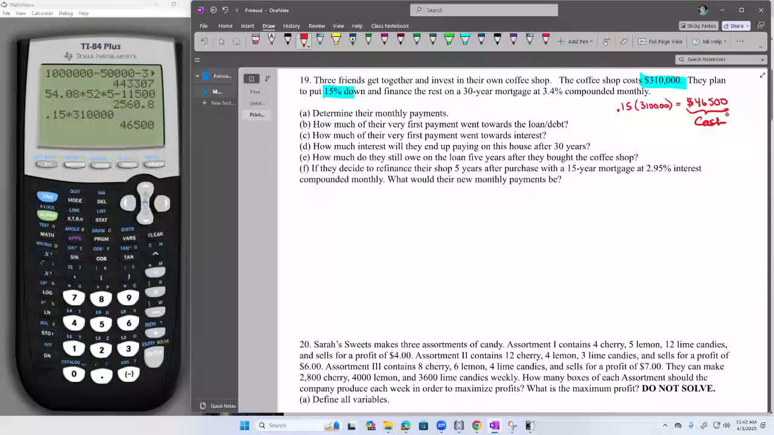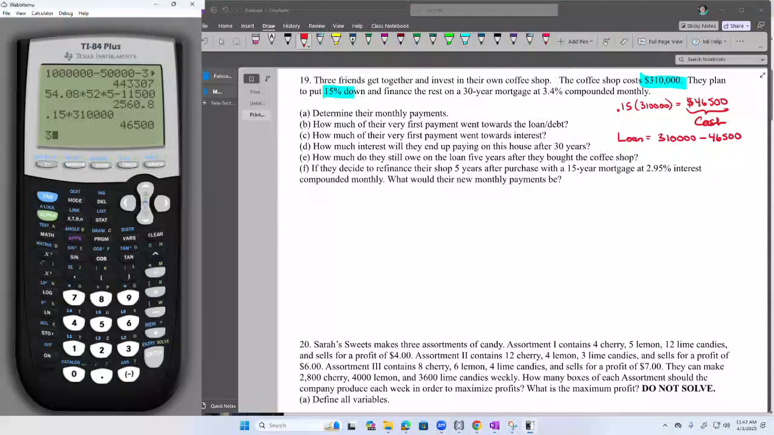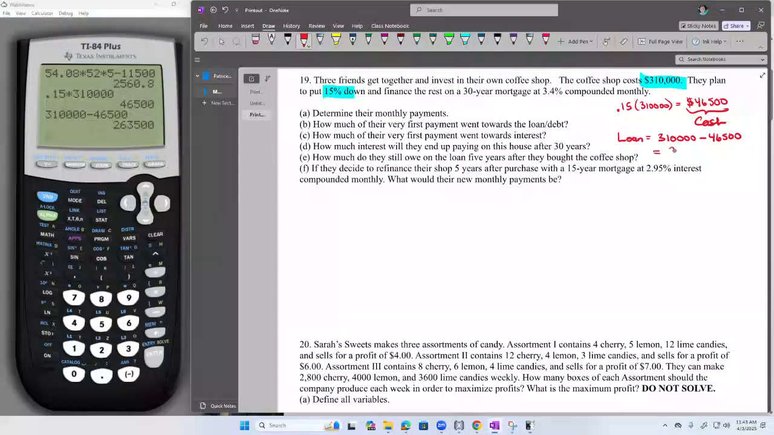Once you figure out how much they're paying in cash, you can then figure out what? How much their loan is going to be for. So the loan is going to be the total cost of this place minus the cash they're paying. And so their loan amount is going to be for $263,500.